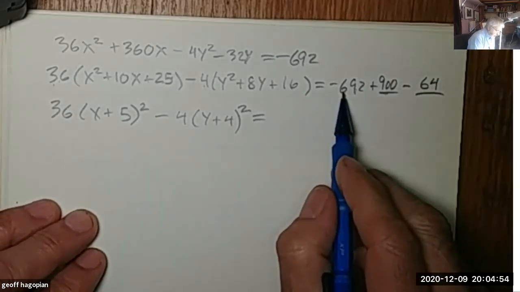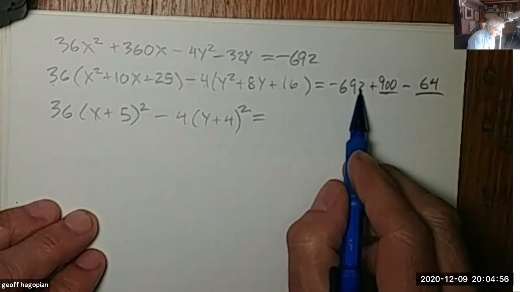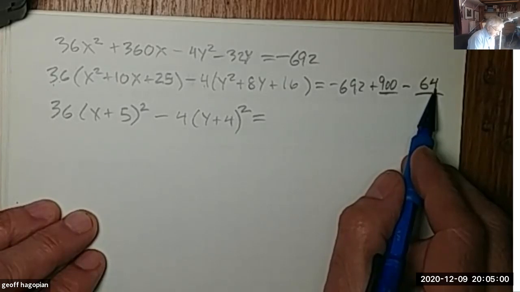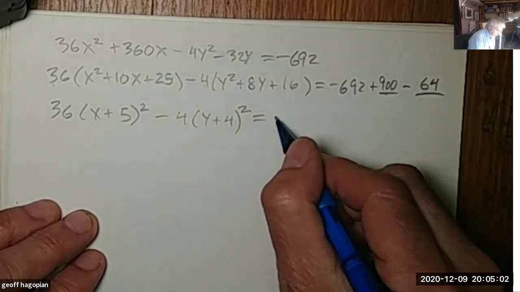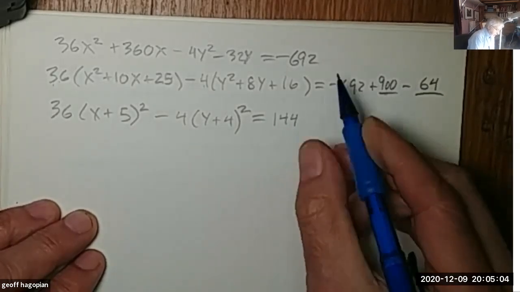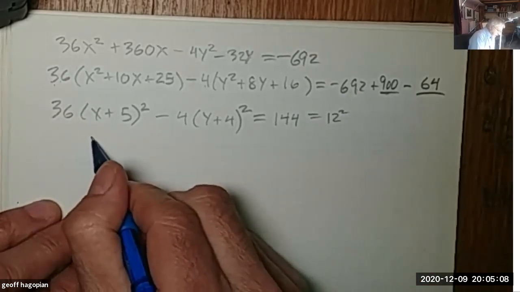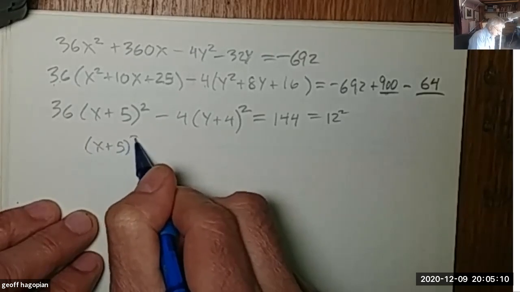So what do we get? 208 minus 64 is 144, which is a perfect square, right? That's 12 squared, right? That's good. So we can write this as x plus 5 squared.